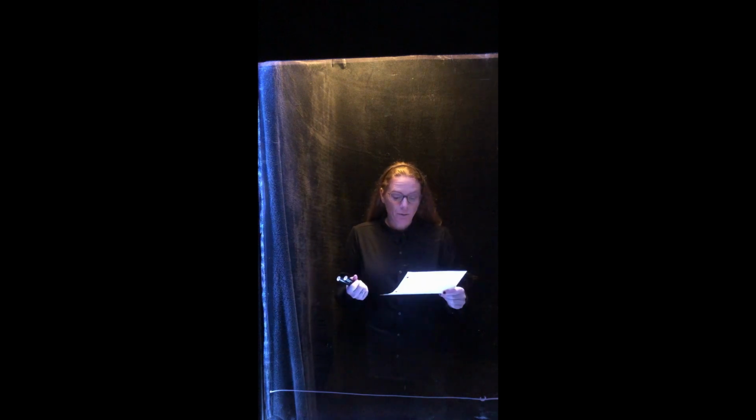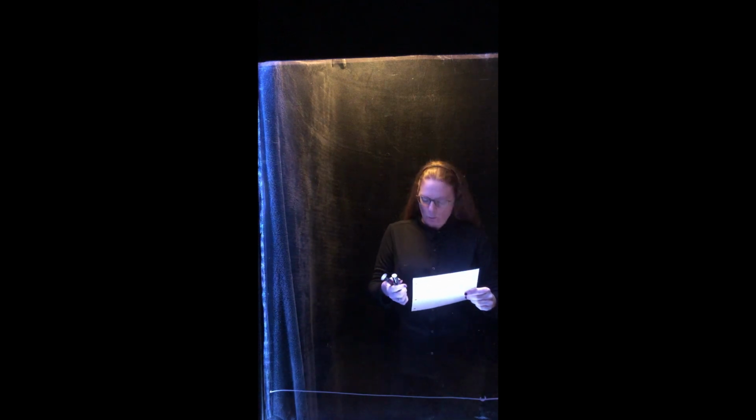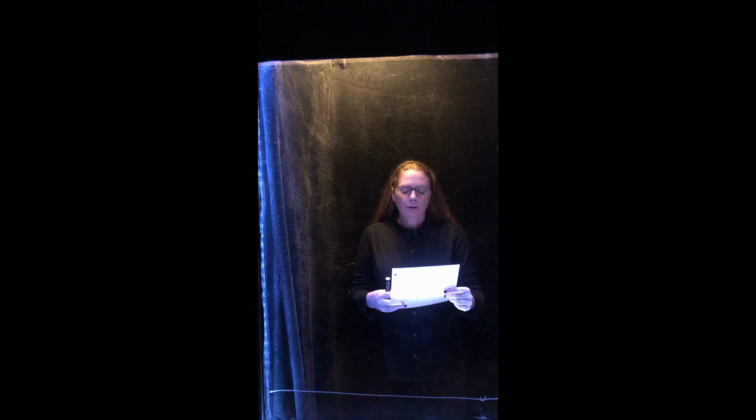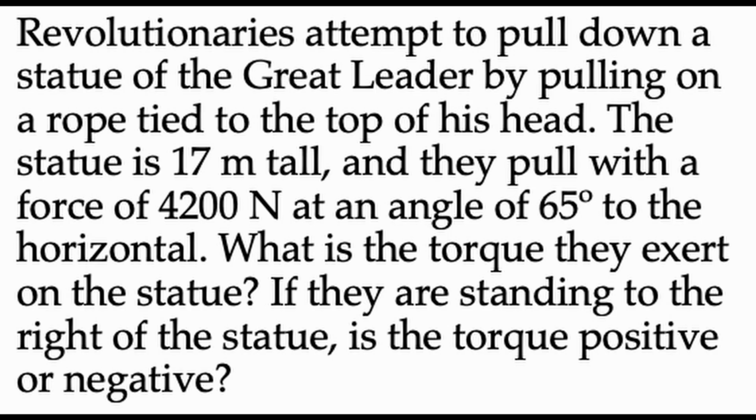All right, so let's do an example of calculating a torque with an angle. Here is the question. Revolutionaries attempt to pull down a statue of the great leader by pulling on a rope tied to the top of the statue's head. The statue is 17 meters tall, and they pull with a force of 4,200 newtons at an angle of 65 degrees to the horizontal. What is the torque they exert on the statue? If they're standing to the right of the statue, is the torque positive or negative?